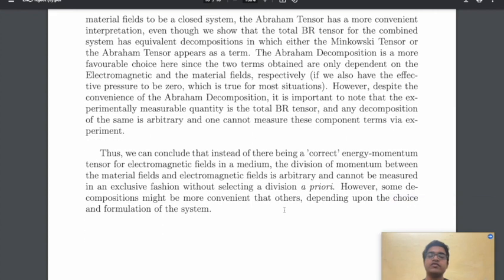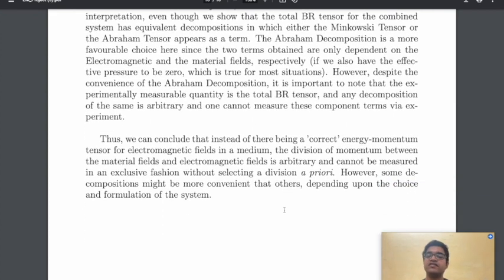the entire point of this paper is showing that there's not a notion of a correct exclusive energy momentum tensor for electromagnetic fields in a vacuum. Okay, when you divide the total momentum between the material fields and the electromagnetic fields, such a division is somewhat arbitrary, and it cannot be measured in an exclusive fashion that this division is the physically correct one.